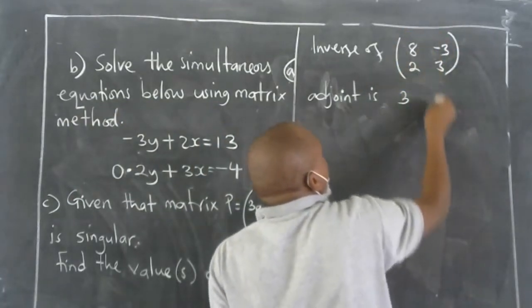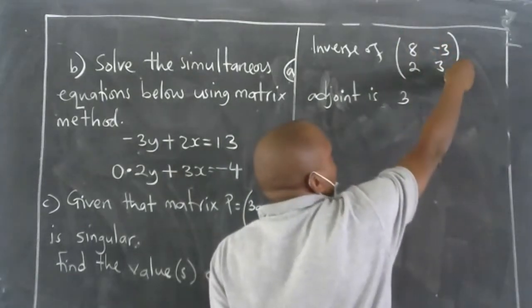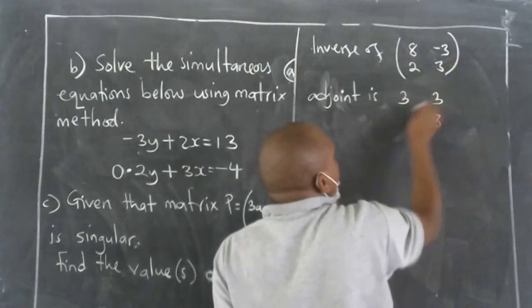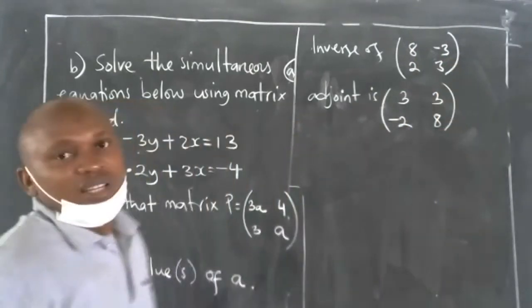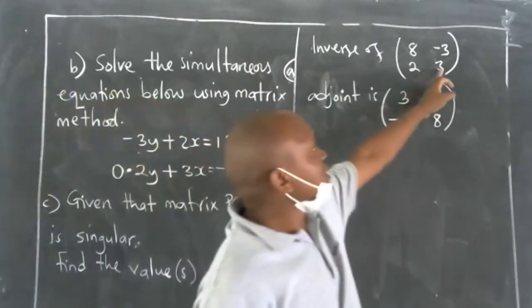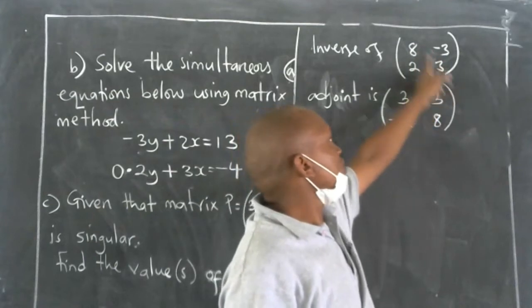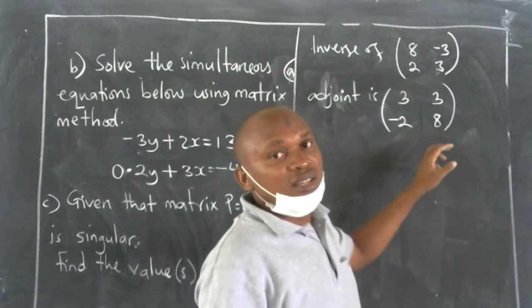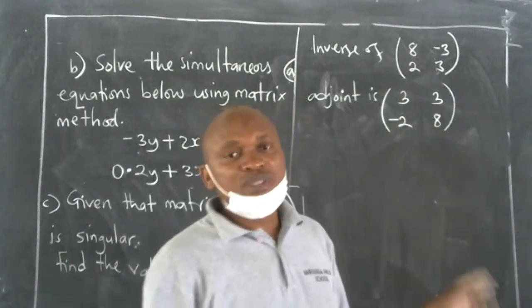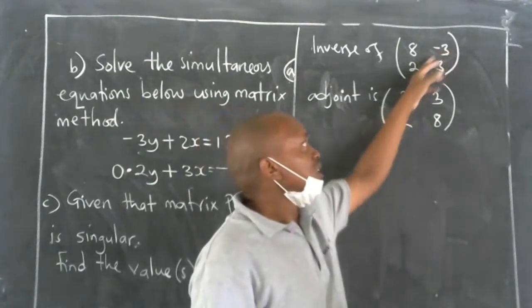These ones change position. You agree? The ones in the major diagonal have changed position. Position means the one that was here goes down and this goes up, but don't change their signs. If it was positive, leave it positive. If it was negative, leave it negative. Then these other ones change.